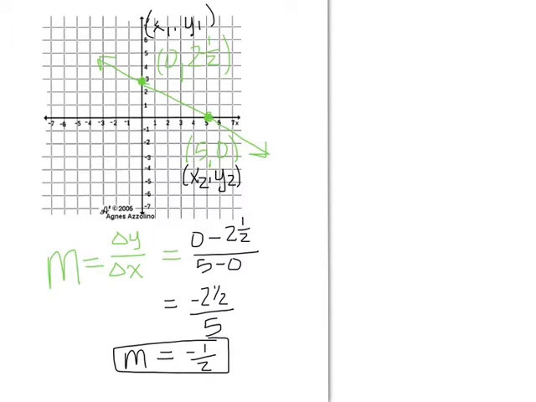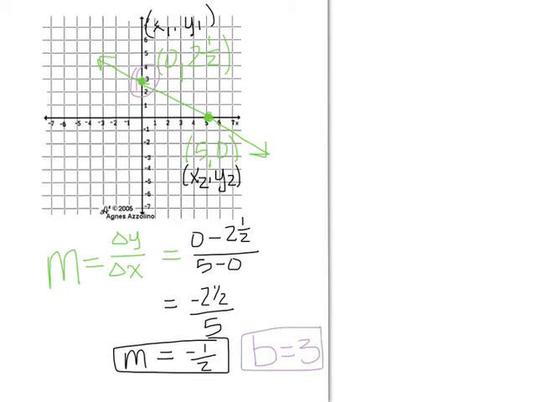So next we need to identify the y-intercept. So the y-intercept right here is where the line physically intercepts the y-axis. So when x is 0, y is 3. So in this case, our y-intercept is a positive 3.